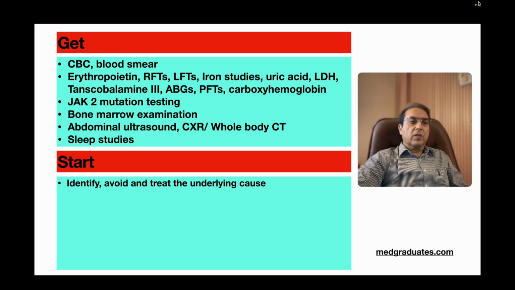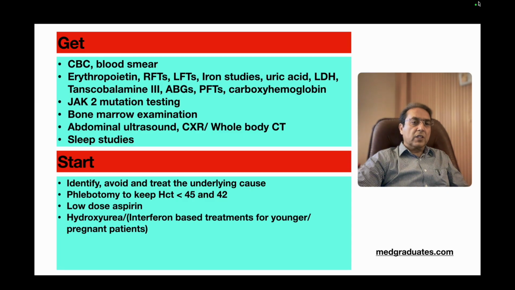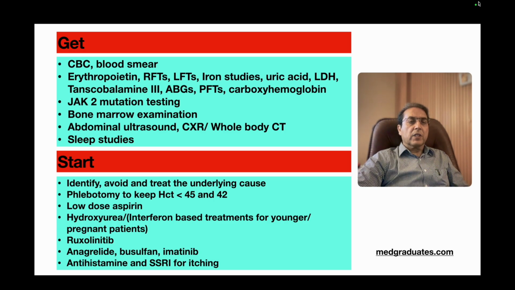When you get a patient with polycythemia vera, identify, avoid and treat the underlying cause, if possible. Phlebotomy to keep the hematocrit less than 45% in males and less than 42% in females. Low dose aspirin, 100 mg of acetylsalicylic acid, should be added daily to prevent thrombosis. Then cytoreduction therapies like hydroxyurea or interferon-based treatment for younger patients and those who are pregnant. Then ruxolitinib may be used. Anagrelide, busulfan, imatinib have also been used. And then antihistamines and SSRIs may be used for itching. So these are the different treatments used for patients with polycythemia vera.